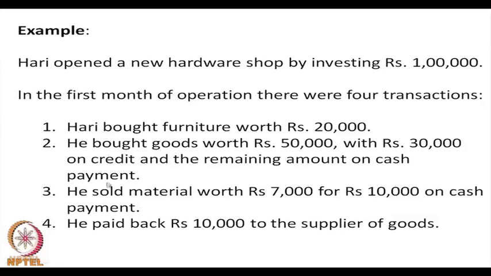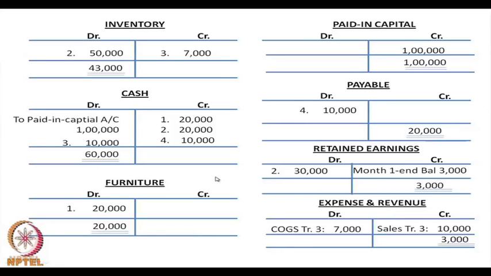Now, there are thus 4 transactions, and how Hari would keep his accounts by following the double entry bookkeeping system. Let us see that here. First of all, let us understand that he pays from out of his own money 1 lakh rupees to start the business. So, that is reflected in the form of cash. So, cash increases by 1 lakh rupees.